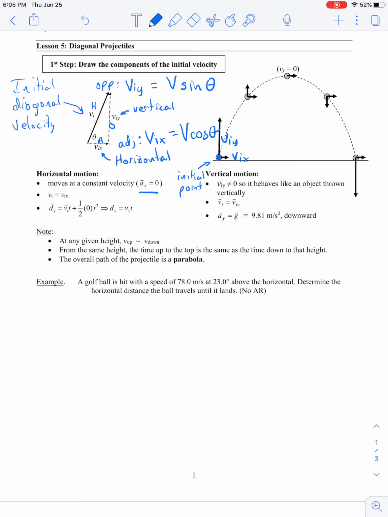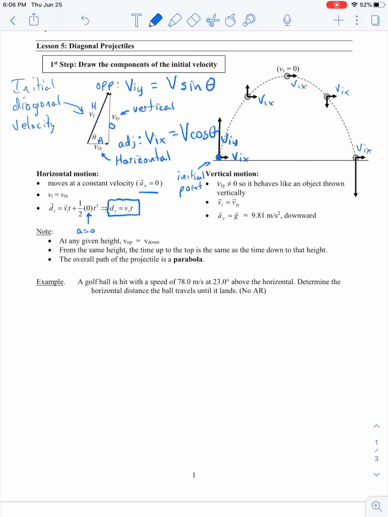Because there is zero acceleration, there are no forces acting in the horizontal if we ignore air resistance, so this initial velocity x is going to be the same throughout. Zero acceleration gives me constant velocity. So at every point along this path, VIX is what that horizontal velocity is. And because the acceleration is zero, the formula that governs this motion is just a uniform motion, constant velocity formula.